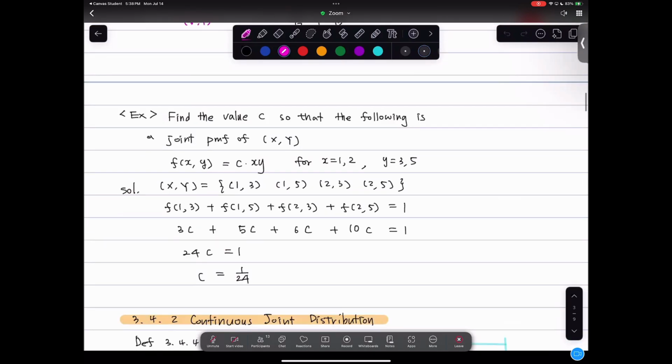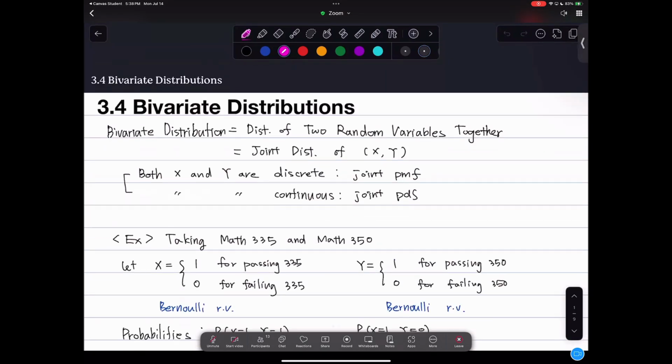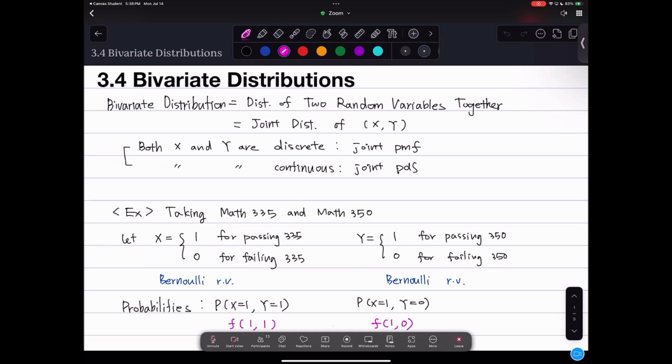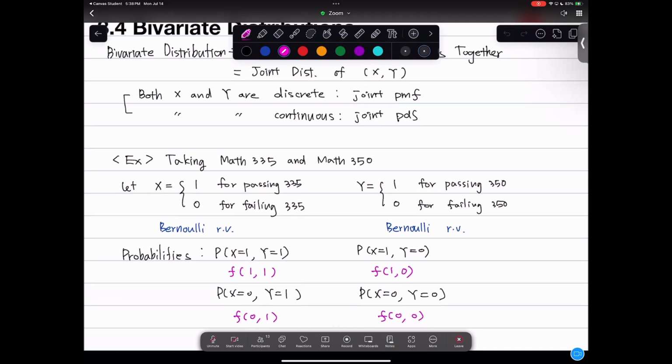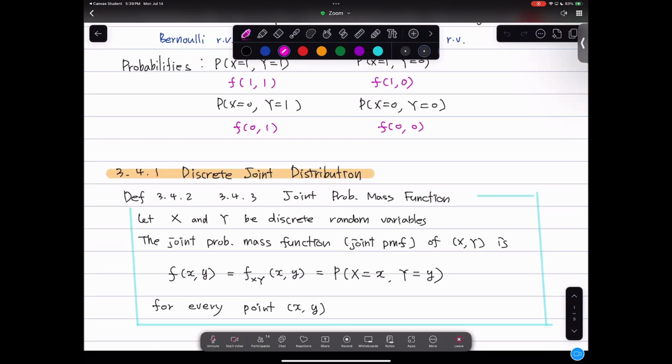Section 3.4 is all about joint distribution. So we are looking at two variables together at the same time. X can be a random variable, discrete or continuous, and there's another variable, Y, which can be discrete or continuous. We only do either both discrete or both continuous. So we are talking about the joint distribution.